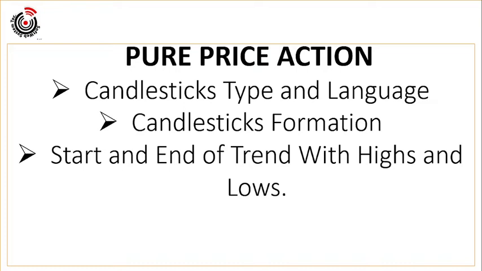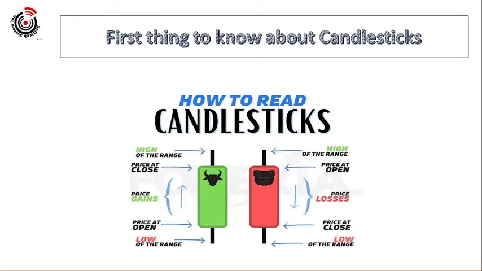So let's quickly look at the first thing to know about the candlestick. The first thing to know about candlestick is how to read your candlestick. Looking at these two candles, you see that they are surrounded by five characteristics: the very high here, the very low here, then the open here, the close here, and the body here. If you look at this one, the high is at the top, the low here, then the open at the bottom, then the close at the top.